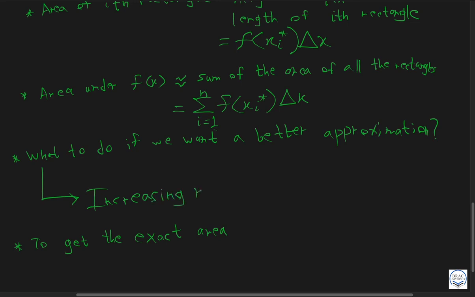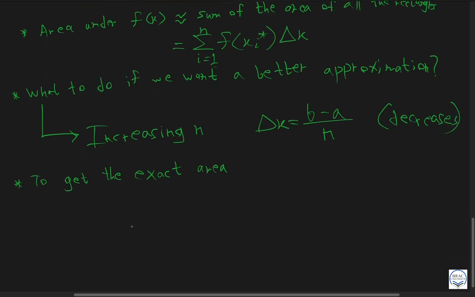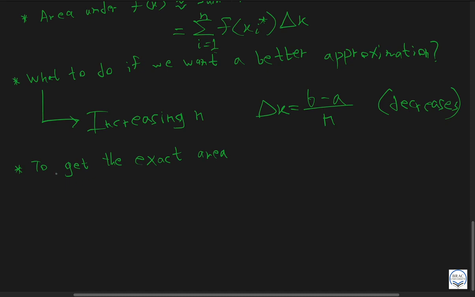So what can we do if we want a better approximation? We increase the number of rectangles, which is the same thing as increasing n. And because delta x is b minus a divided by n, and b minus a does not change, delta x also decreases as n increases.